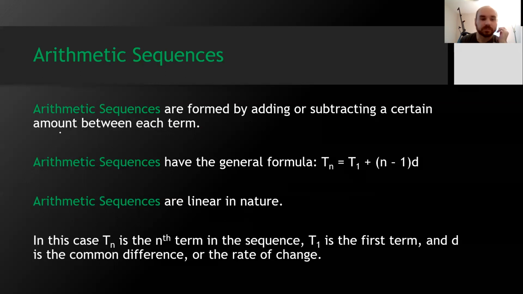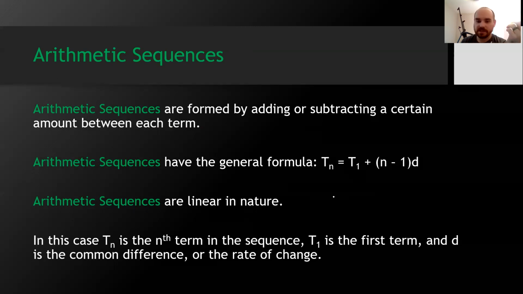So an arithmetic sequence, or arithmetic sequences in general, are formed by adding or subtracting a certain amount between each term. They have the general formula t sub n equals t sub 1 plus n minus 1 times d. Now, this is a really complicated looking formula, so we want to break this down a little bit. T sub n is the nth term. So t just stands for term. The sub n means whatever number.